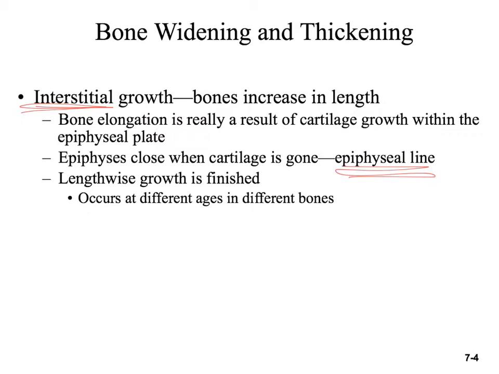And the epiphyseal line is, once that growth plate has closed up, that is what you'll be left with through adulthood. At that point, once the epiphyseal line is formed, your lengthwise growth is finished. And in terms of which bones stop growing when, that occurs at different ages for different bones, so it's a little bit different for everybody.